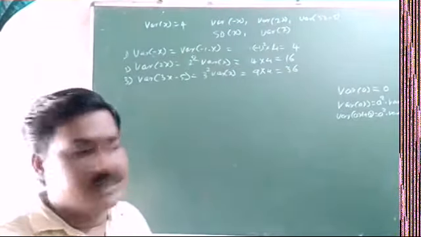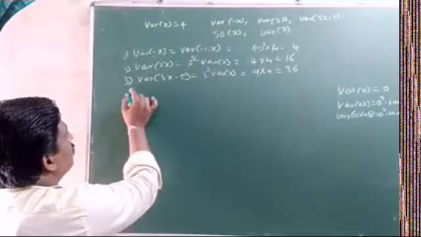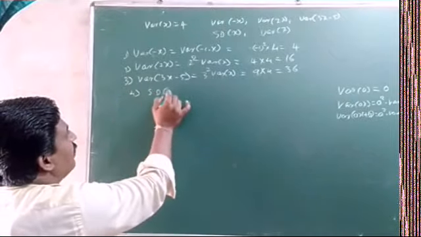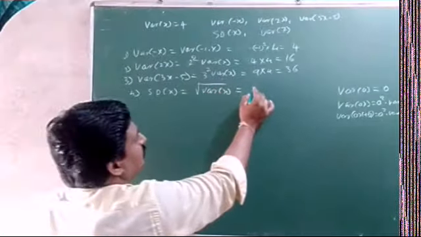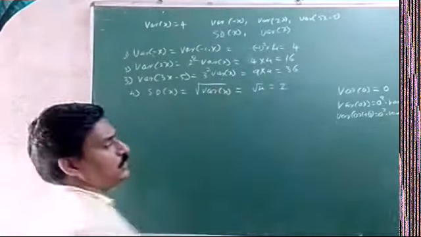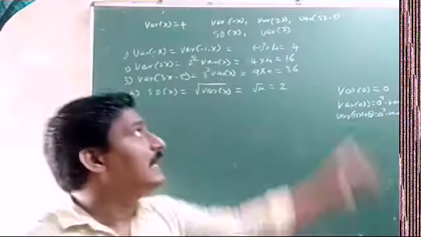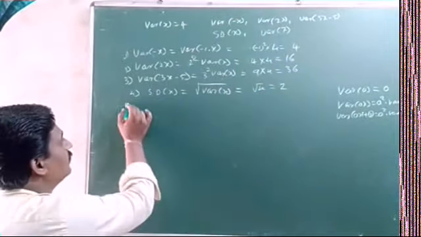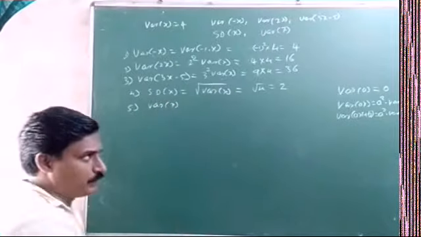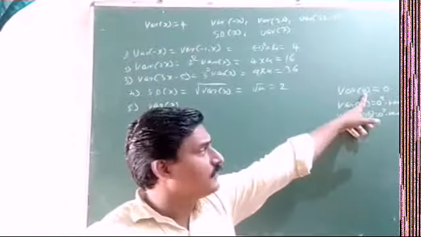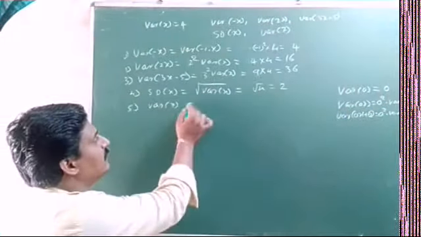And the next value is SD of x, standard deviation of x. So SD of x is nothing but the root of variance of x, that is root 4, which is nothing but 2. So standard deviation of x is 2 here. And finally, the last calculation, fifth one, variance of 7. Already we know that the variance of any constant value is 0. So here variance of 7 is equal to 0.